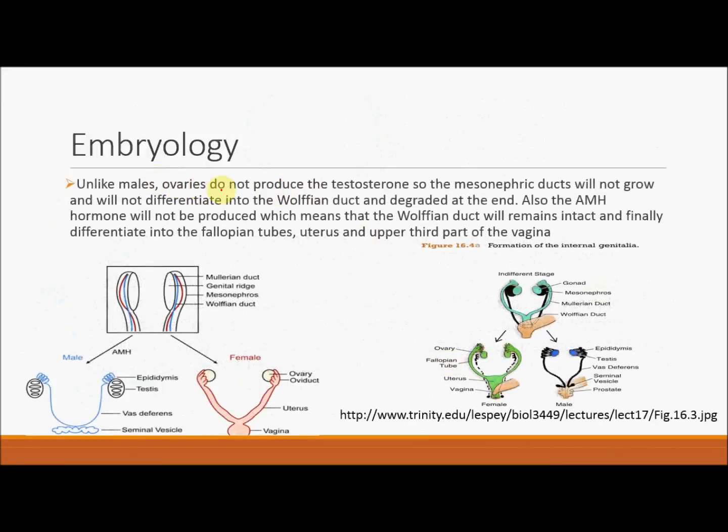But ovaries do not produce testosterone. So the mesonephric ducts will not grow and will not differentiate into the Wolffian duct. They are degraded at the end. The anti-Mullerian hormone will not be produced, which means the Mullerian duct will remain intact and finally differentiate into the fallopian tubes, uterus, and upper third part of the vagina.